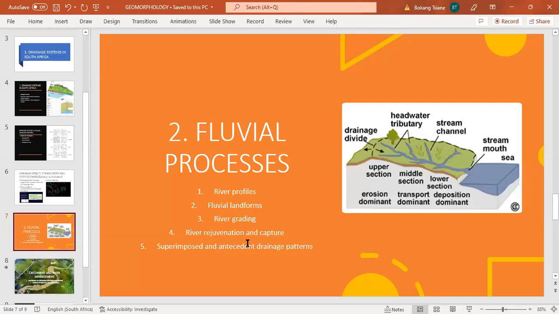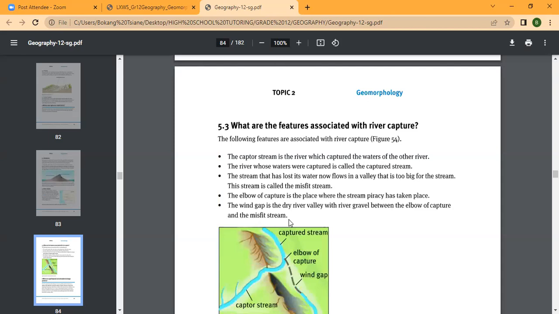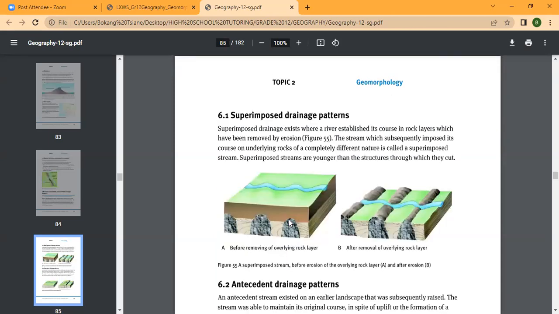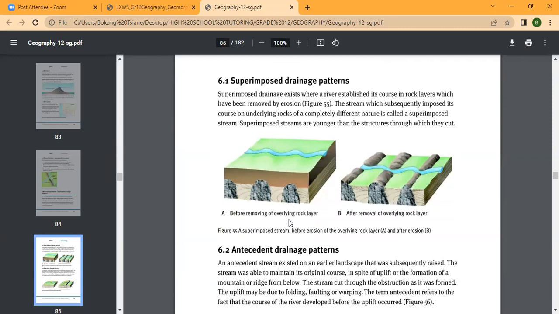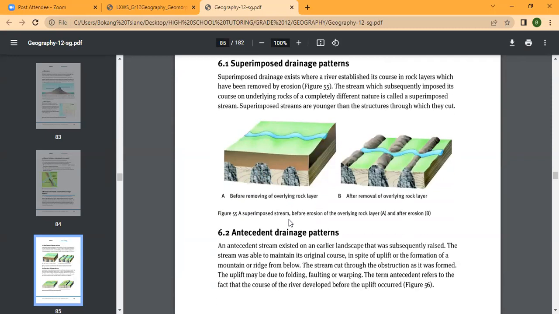And then after river rejuvenation and capture, we have superimposed and antecedent drainage patterns. I won't look at them now because of time, because I want us to do a question paper. But this is what they mean with superimposed drainage patterns. This is before removing the overlying rock, and this is after erosion occurs. So we see the height above the sea changes, erosion occurs, and then we have the removal of the top layer of the rock. So that is what is meant by superimposed drainage patterns.